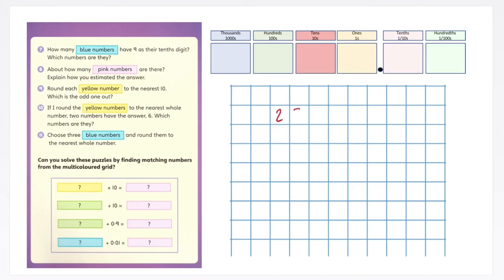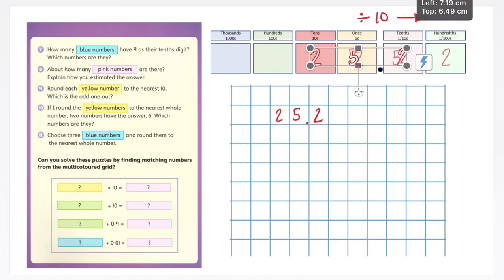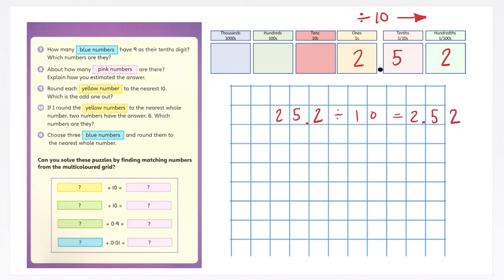So if I had 25.2, and dividing by 10 is going that way, all the digits move right. Don't stretch the digits, there we go, they'll move to the right, it becomes that. 25.2 divided by 10 is 2.52.